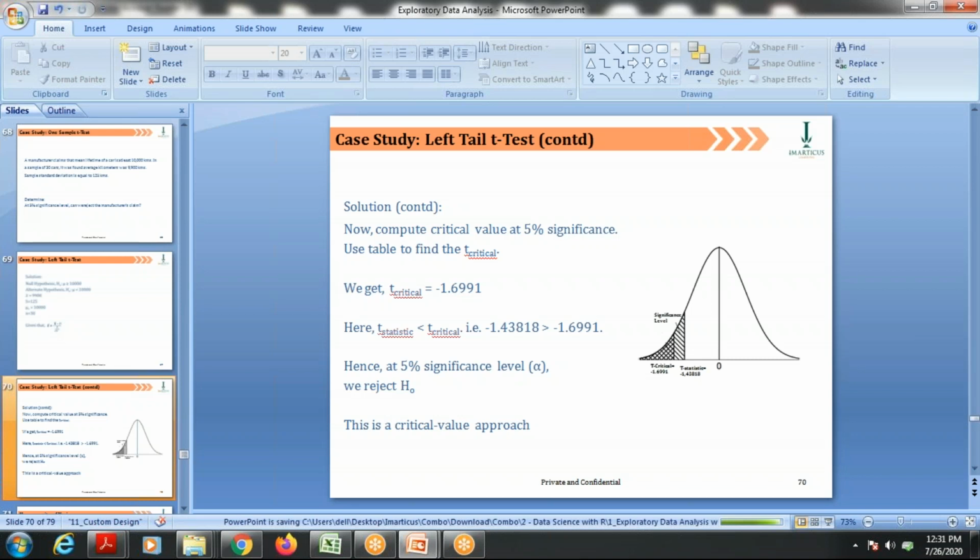So critical means, the calculated value, we call it the critical value. The critical is what is coming from the table. That is what we are substituting everything into the formula. That value is called the critical value. Right.